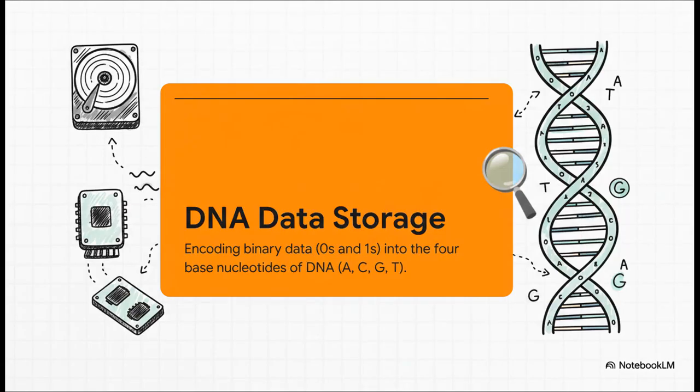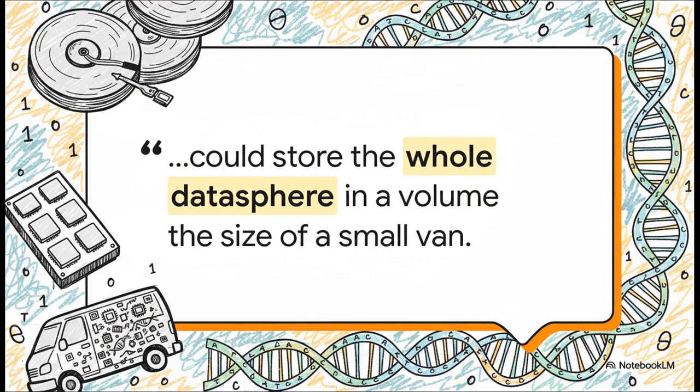And that brings us to DNA data storage. This is straight out of science fiction, but it's real. The basic idea is to translate the computer's binary code into the four-letter genetic code of life, ACGT. You could assign, say, A to be 00, C to be 01, and so on. We could literally encode a movie or a library of books into a custom-made molecule of DNA. And the amount of data you could pack in is just unbelievable.